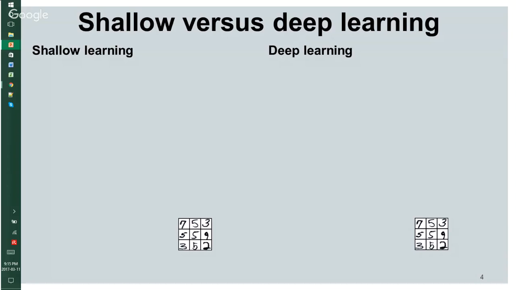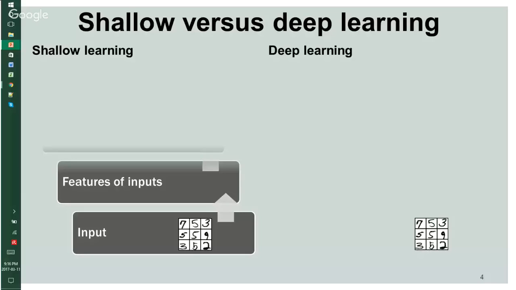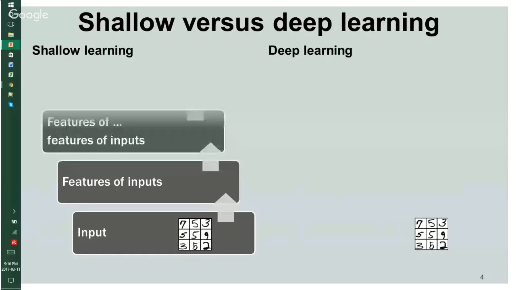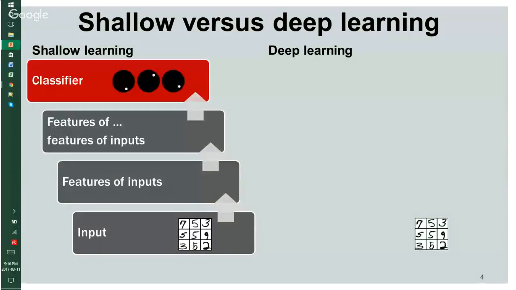In shallow learning, you would take these images as inputs and extract some features from these inputs. Many times the features that you extract are not enough to recognize complex shapes with a lot of variation. For example, there are multiple ways to write 5. Some of those 5s can look like a 6 and so forth. So you extract features of features. Once you have extracted all these features, then you use a classifier.